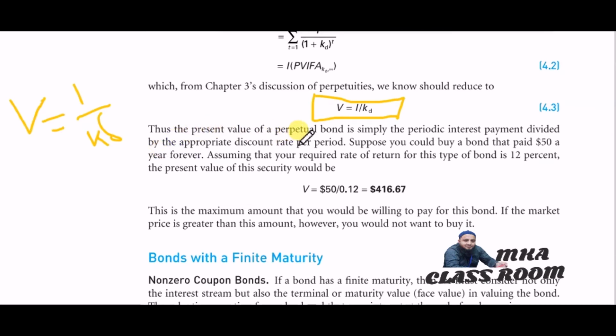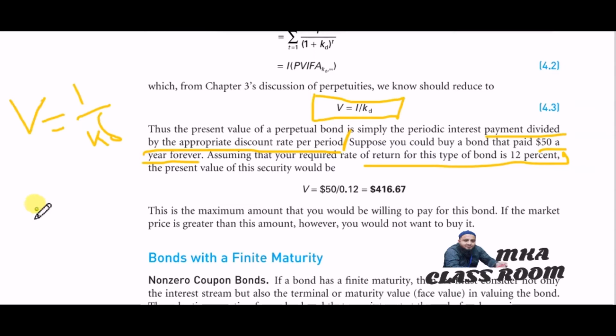The present value of a perpetual bond is simply the periodic interest payment divided by the appropriate discount rate per period. So this is the example. Suppose you could buy a bond that paid $50 a year forever. Assume that your required rate of return on the bond is 12%. Then what would be its intrinsic value, or its present value?